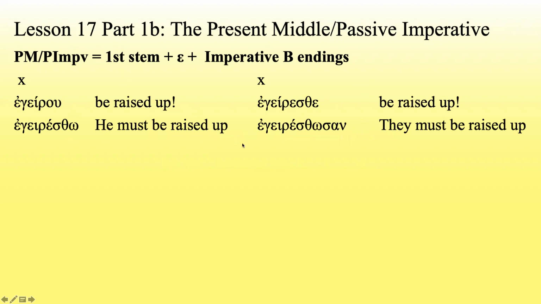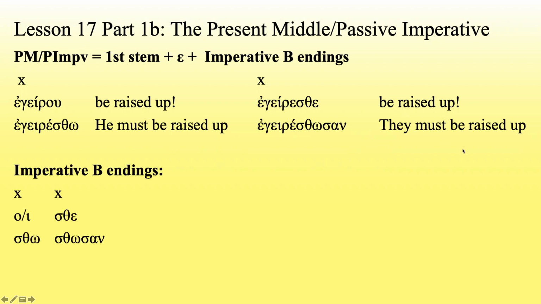So: be raised up, he must be raised up, be raised up, they must be raised up. We're throwing in a "be" because it's a passive, and then we've got the "must" up there in the beginning. So the imperative B endings are nothing, either omicron or iota, and then sto, then nothing, sthe, and stosan. So note those endings well, as I mentioned before.